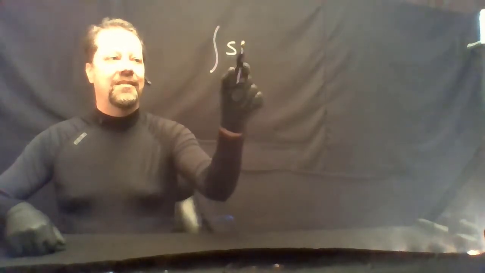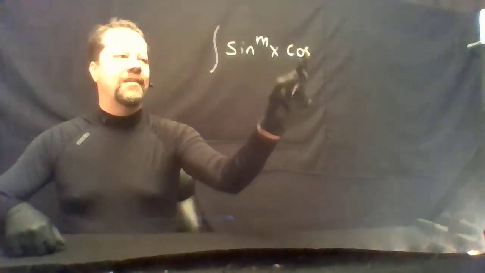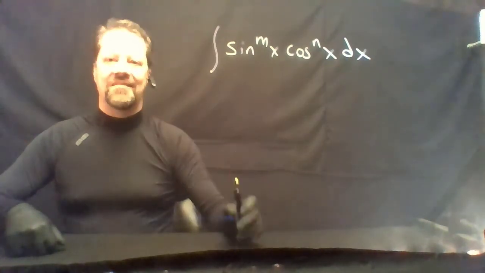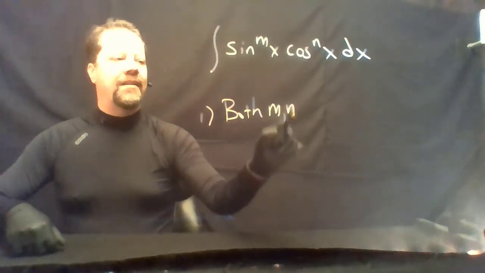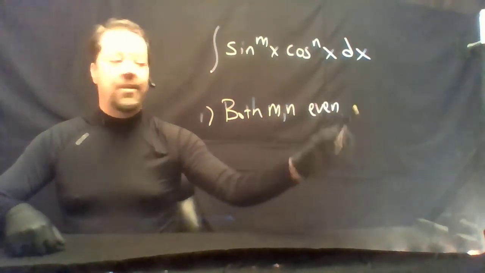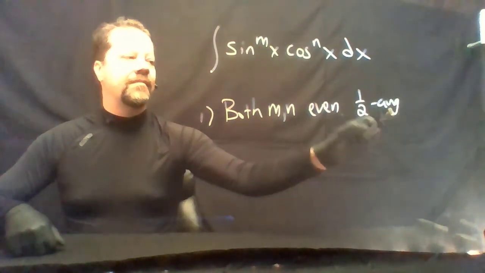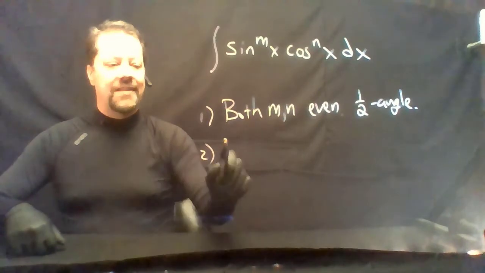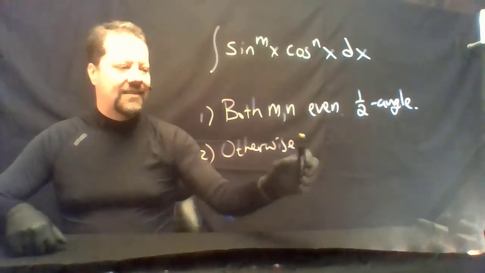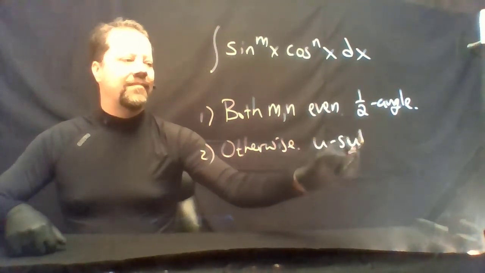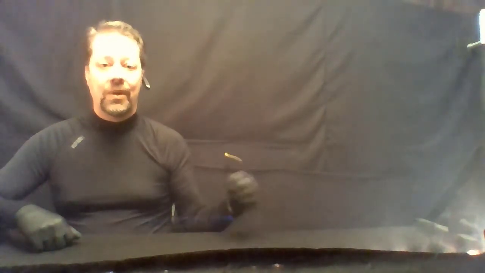We've seen how to deal with sine mx cosine nx dx. If both m and n are even, then you use half-angle formulas. Otherwise, if at least one of these is odd, you use a u sub. There is an alternative way of dealing with powers of sine or cosine by themselves, called a reduction formula.